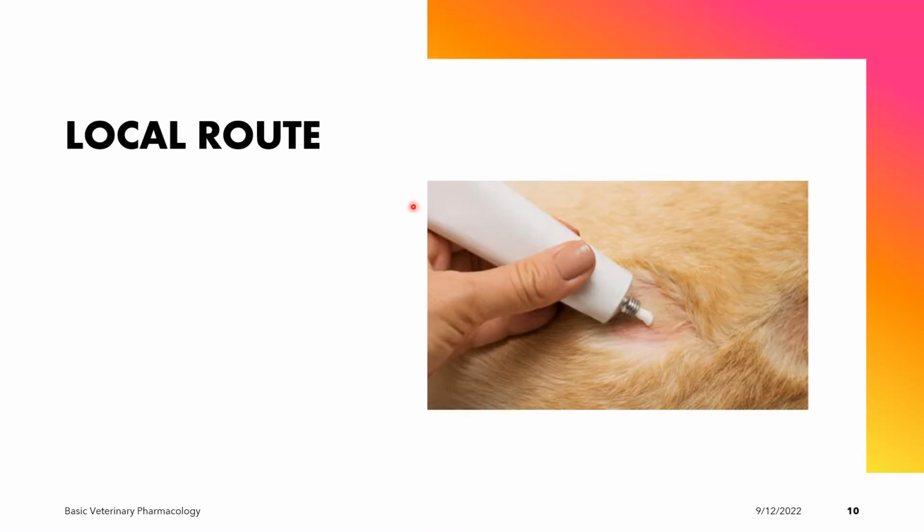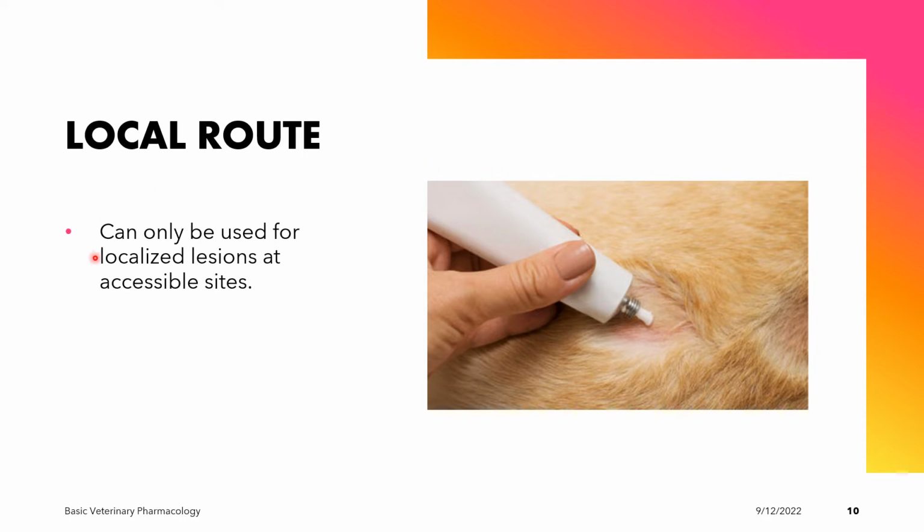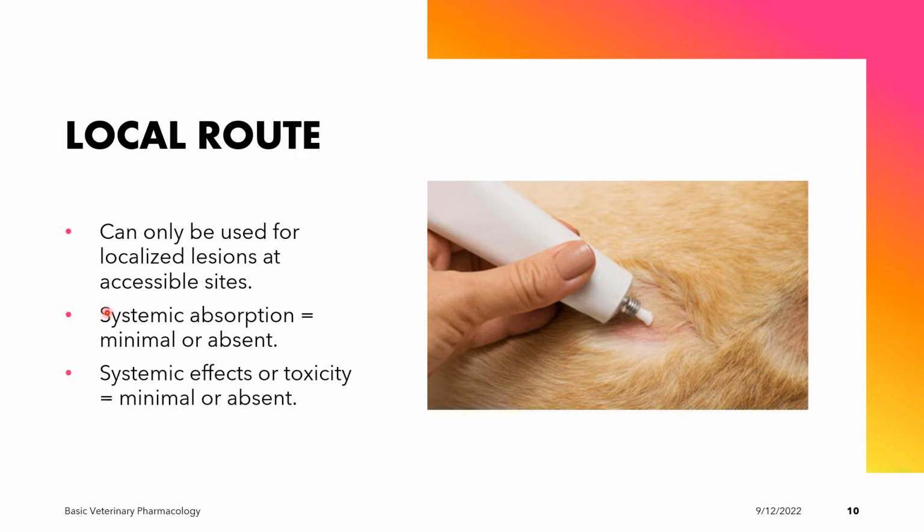The routes of drug administration can be generally classified into the local and the systemic. The local route can also be used for localized lesions at accessible sites. Of course, for the local route, systemic absorption is absent or can also be minimal, and systemic effects or toxicity will also be minimal or absent. Under this, now we have the topical drug application.